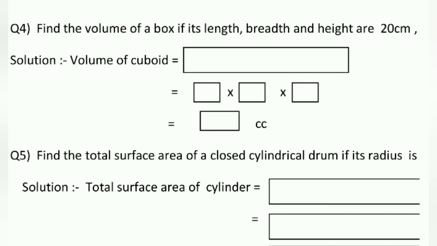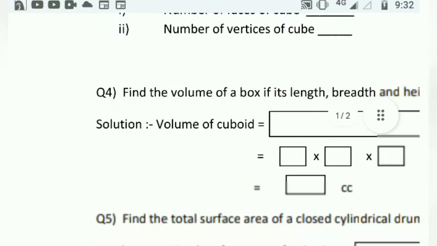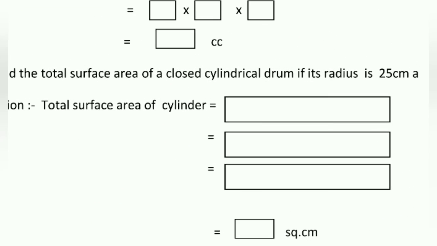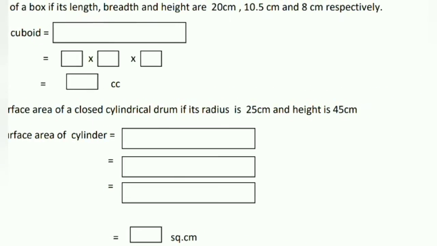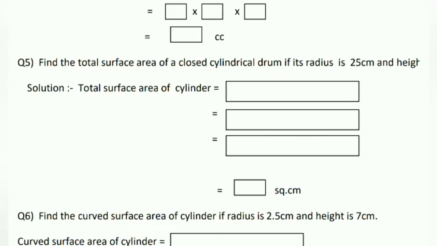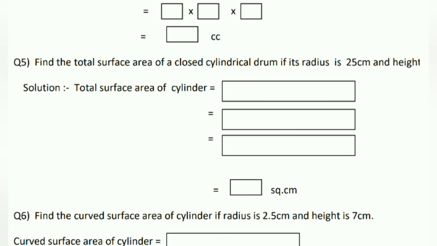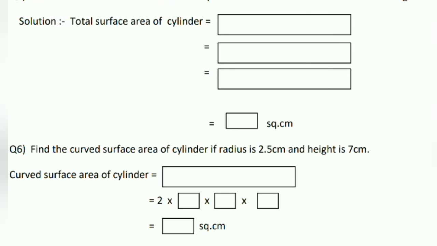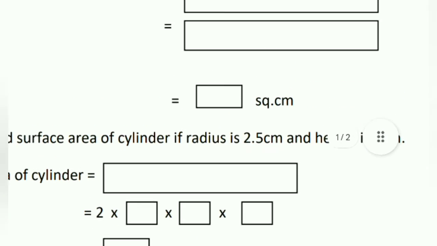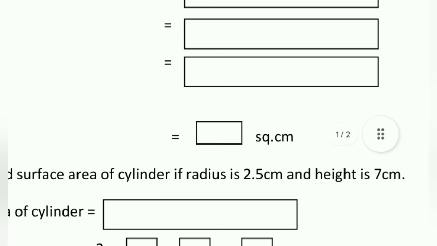Question number 5, find the total surface area of a closed cylindrical drum if its radius is 25 centimeter and height is 45 centimeter. So what is the formula for total surface area of a cylinder? That you are going to write in the first box, that is 2 pi r (h plus r). Then you are going to substitute the values and write the final answer. Here also the unit of measurement is given, sq centimeter, that is square centimeter.